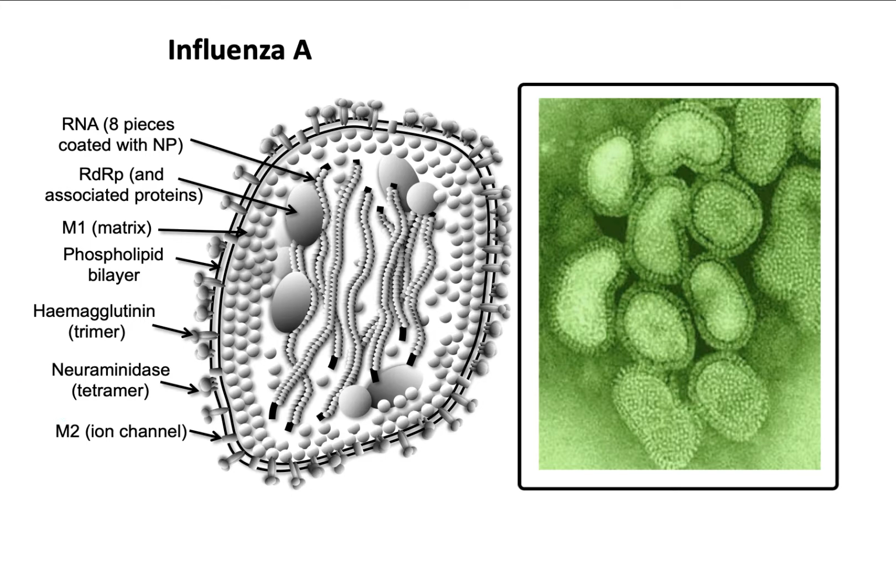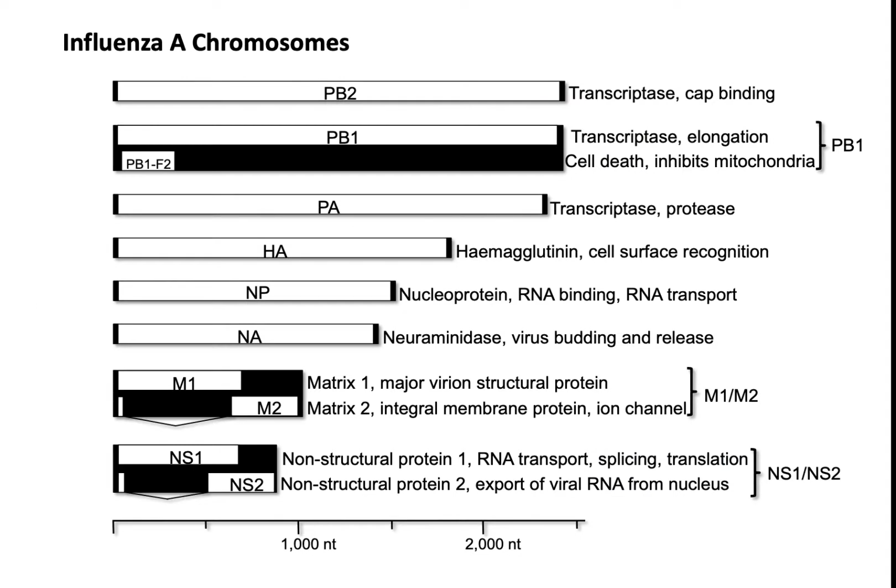And here are some pictures of influenza A taken with a transmission electron microscope. And you can see that they take on a variety of shapes. Here are the genes on each of the 8 chromosomes. So PB2 encodes for the transcriptase and cap binding of the mRNA. PB1 encodes for transcriptase, as well as PB1-F2 for cell death, and it inhibits mitochondria. The PA is also for the transcriptase and the protease.